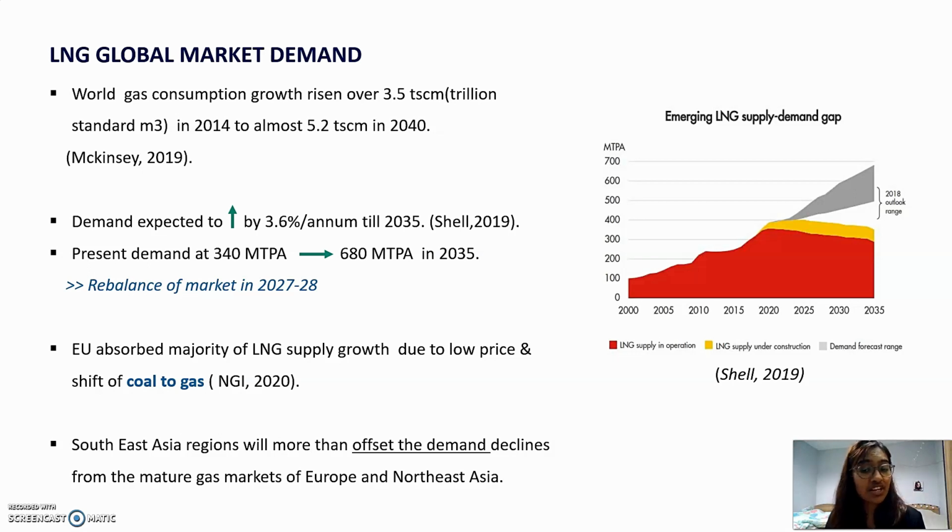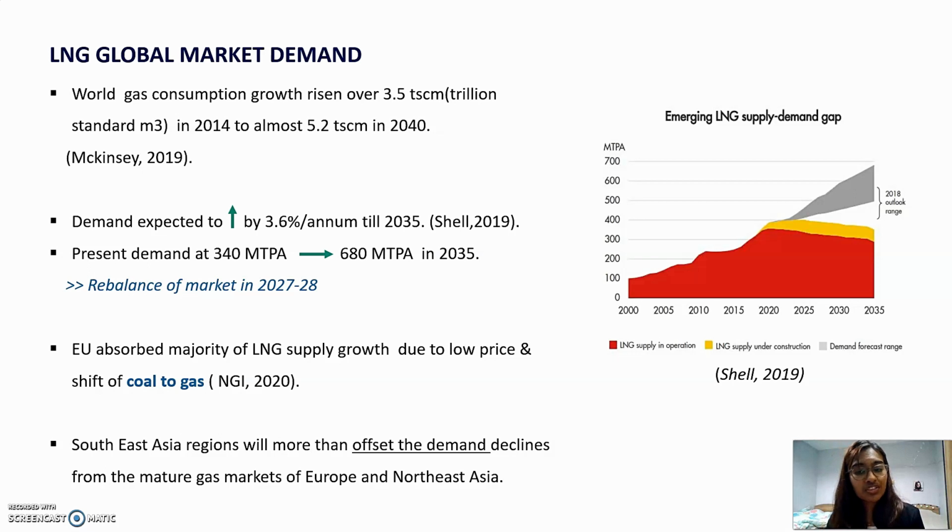Sources from Shell has forecasted that the LNG demand is expected to grow 3.6% per annum till 2035, with market rebalancing expected to happen at the end of 2028. However, at present, worldwide LNG supply is around 340 MTPA and is estimated to reach around 680 MTPA as the year 2035 approaches. To date, Europe has absorbed majority of the 2019 supply growth, as low prices has enabled the switch of coal to gas source of power sectors.